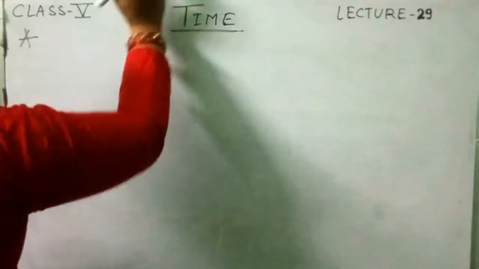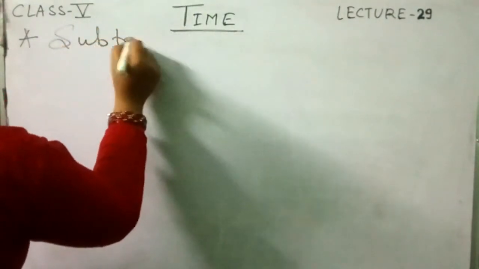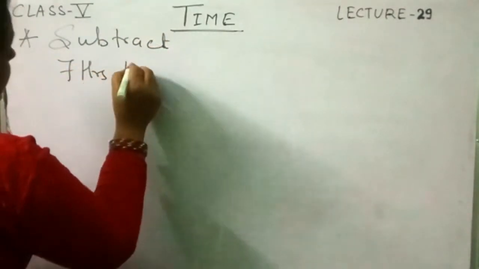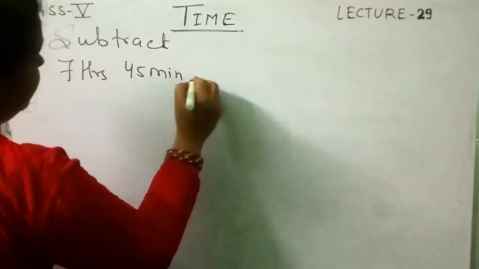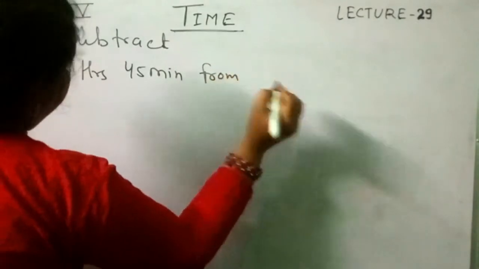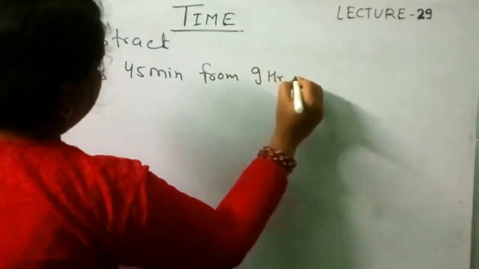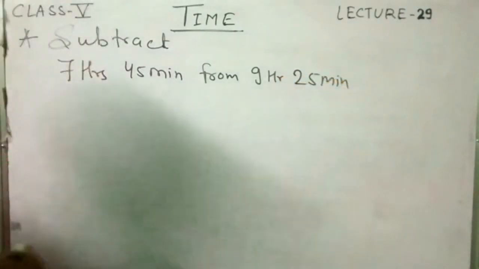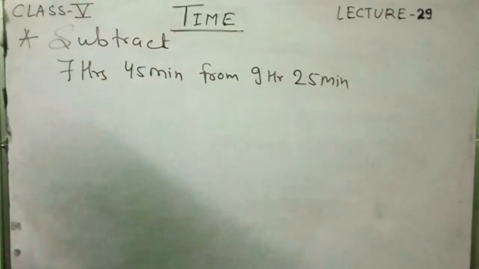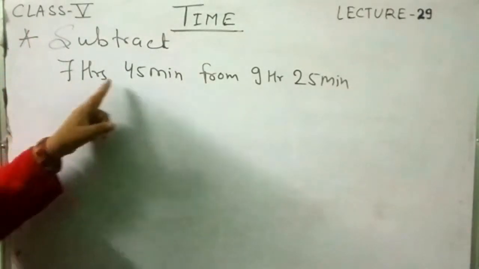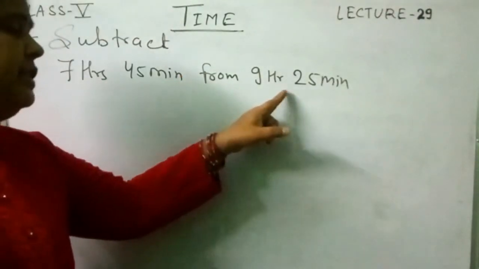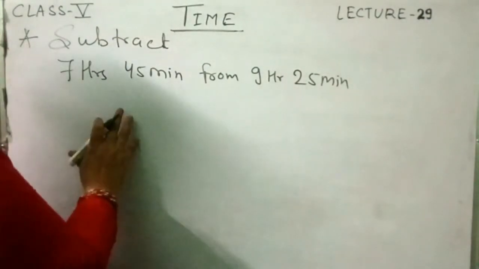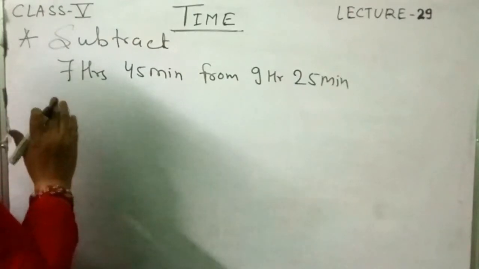Same way, subtract 7 hour 45 minutes from 9 hour 25 minutes. Students, when in question it is written, subtract 7 hours 45 minutes from 9 hour 25 minutes, so first work is here, we have to arrange the numbers. We have to write the numbers in subtraction form.